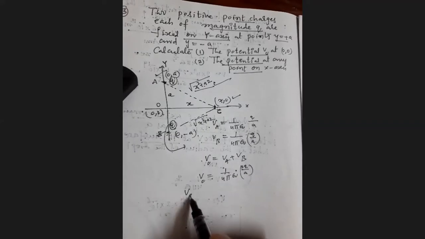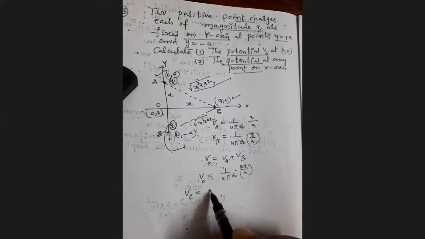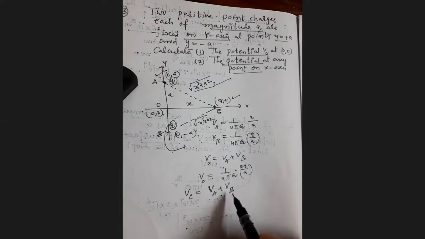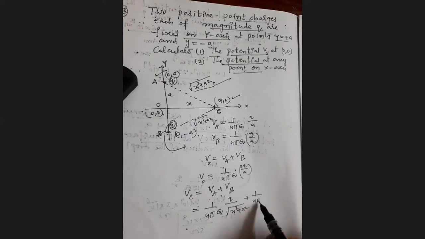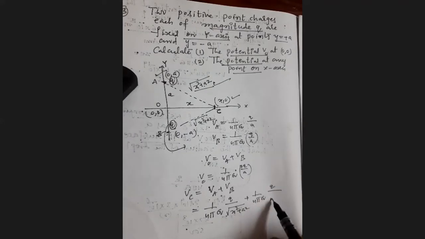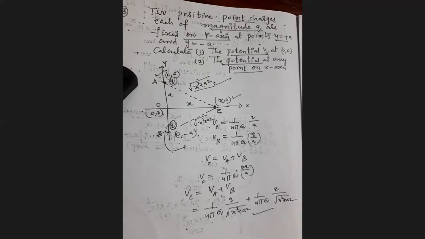Hence, potential at that point equal to the potential due to the charge placed at A plus potential due to the charge placed at B, equal 1 by 4 pi epsilon naught q by r. It is 1 by 4 pi epsilon naught q by root of x square plus a square plus 1 by 4 pi epsilon naught q by root of x square plus a square. This would be the answer.